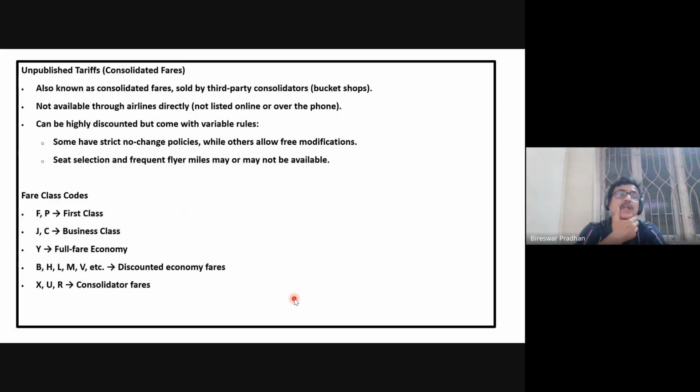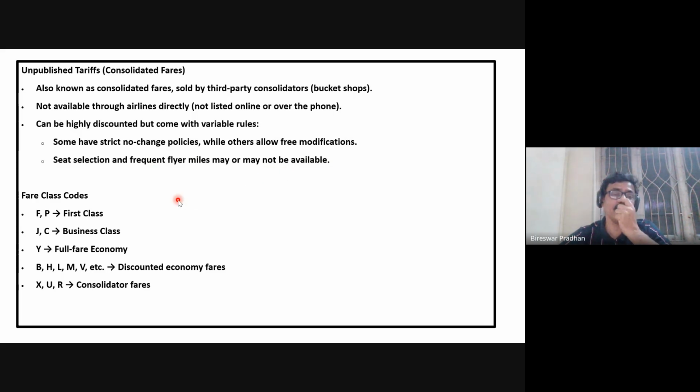Now, unpublished tariffs. What are unpublished fares? Also known as consolidated fares, they are sold by third-party consolidators, not available through the airline directly, and not listed online or over the phone. They can be highly discounted but come with variable rules. Some have strict no change policies, while others allow for modification. Seat selection and frequent flyer miles may or may not be available for them.